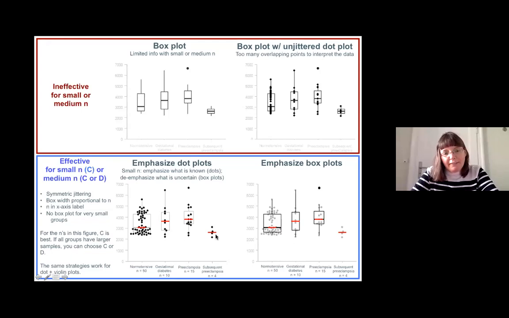And then the last thing is I have one group here with only 4 observations that is far too small to show a box plot. And so I've actually removed the box plot for that group.